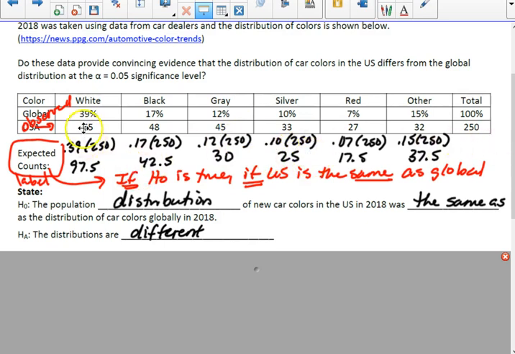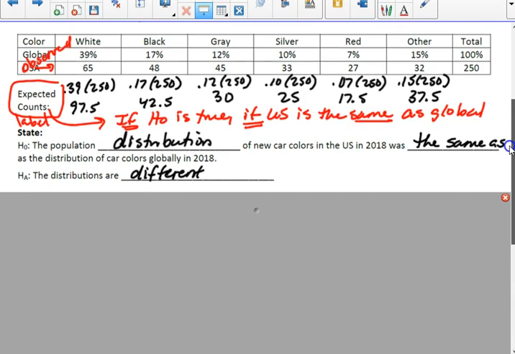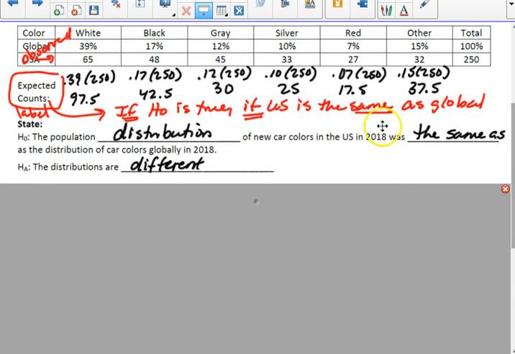And we can see that the counts do not line up with what we expect. The observed and the expected counts are clearly different. The question is, how much different do they have to be to be significantly different and not just random sample variation? So we're going to run a chi-square test to find that out.